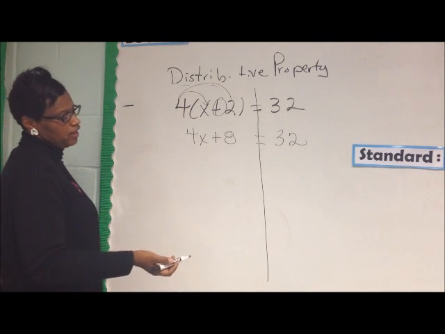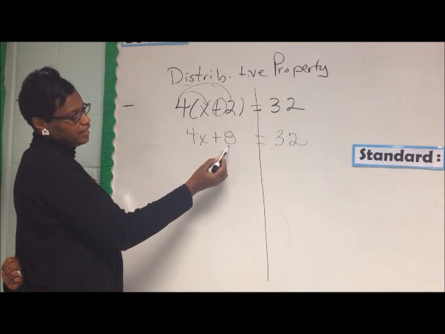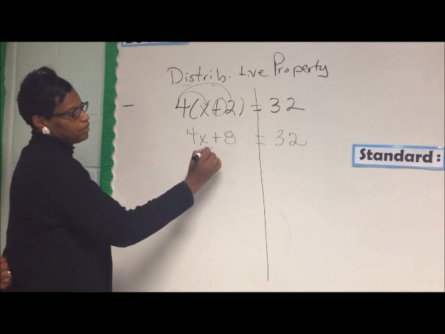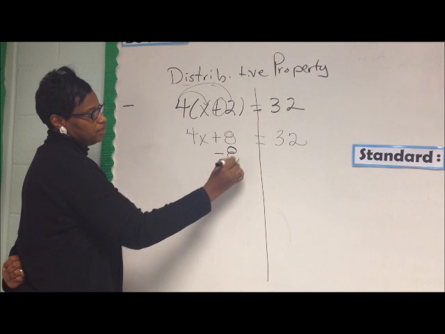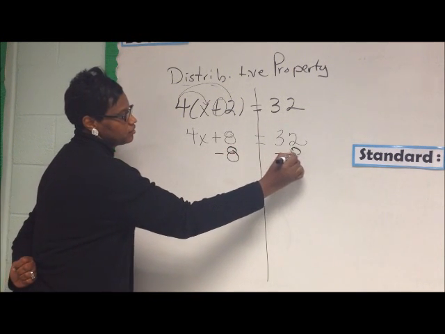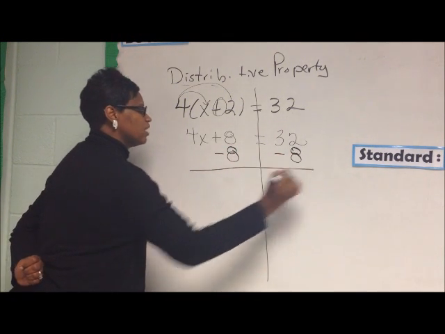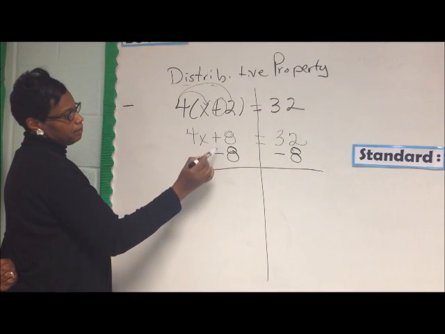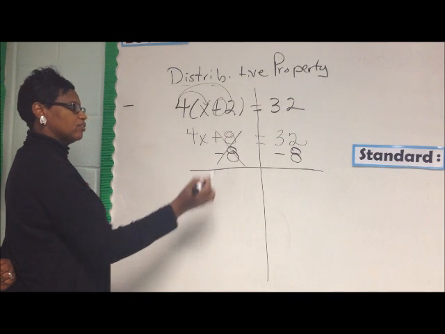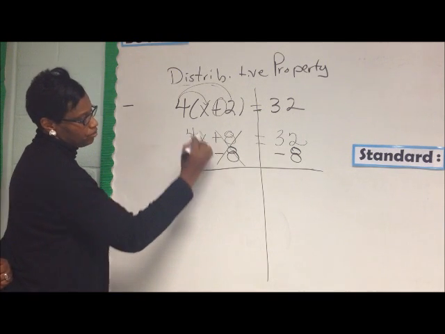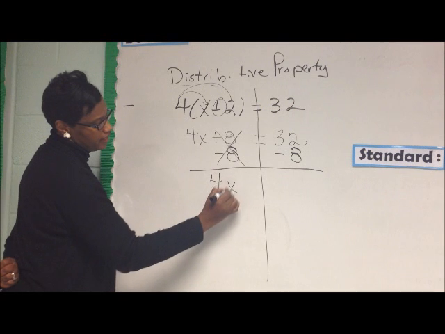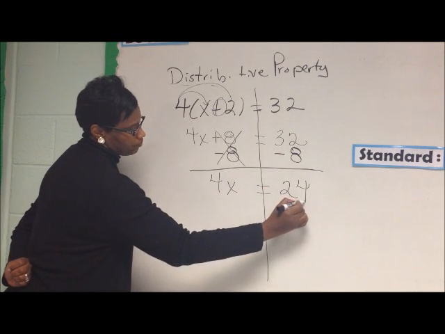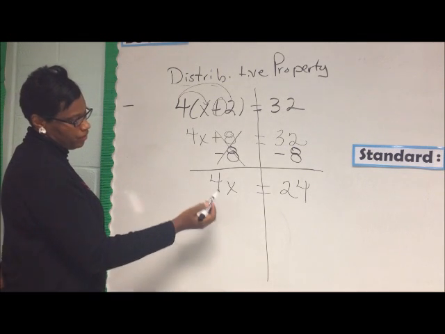Now we've got to get rid of our 8. How do we get rid of the 8? Find the inverse operation of positive 8, which will be minus 8. We're going to subtract 8 from both sides. Whatever you do to one side, you must do to the other side. Positive 8 minus 8, cross out, cancel out. You're going to bring everything down: 4x equals 24.